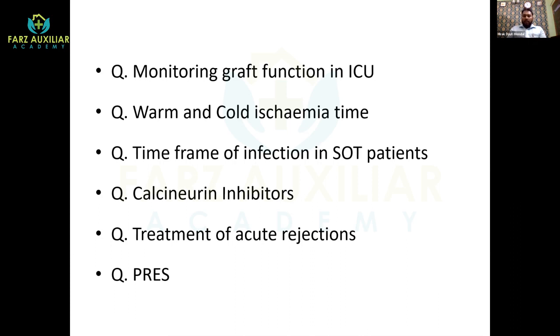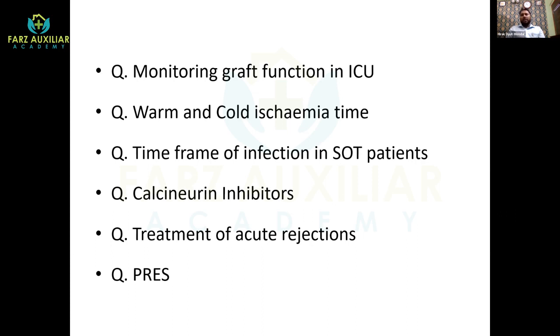So do you have any questions? Sir, warm and cold ischemia, can you explain, sir? Yes, warm and cold ischemia time. Warm ischemia time is for the donor and for the graft, and cold ischemia time is for the graft.